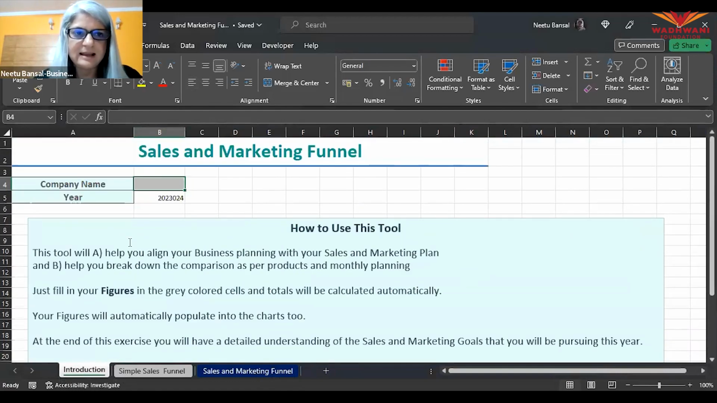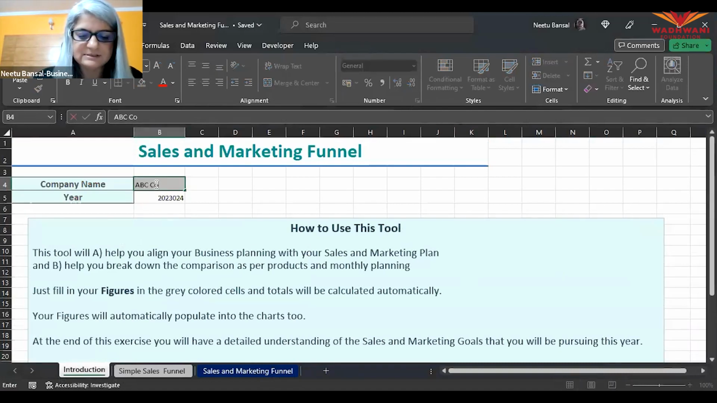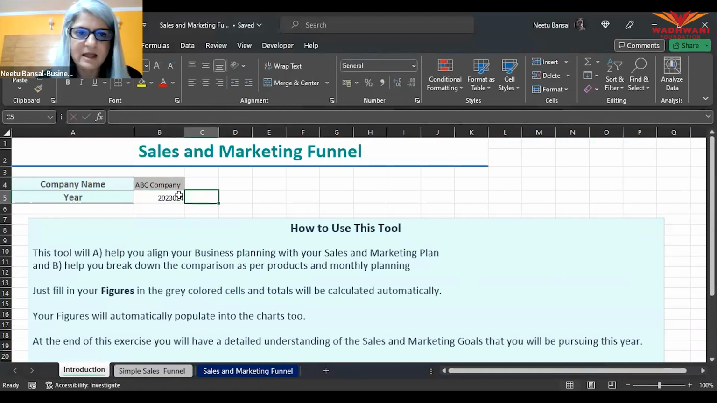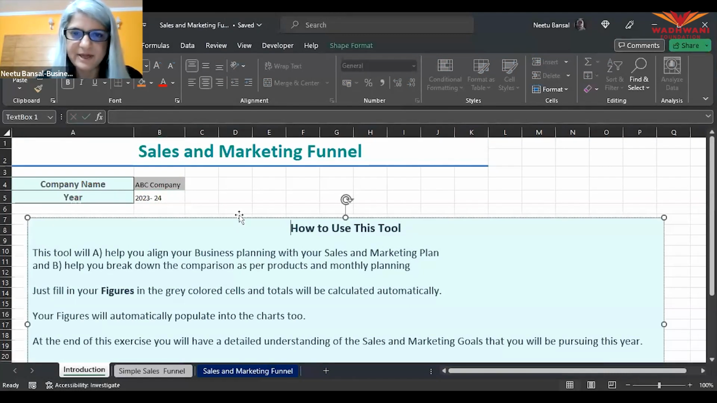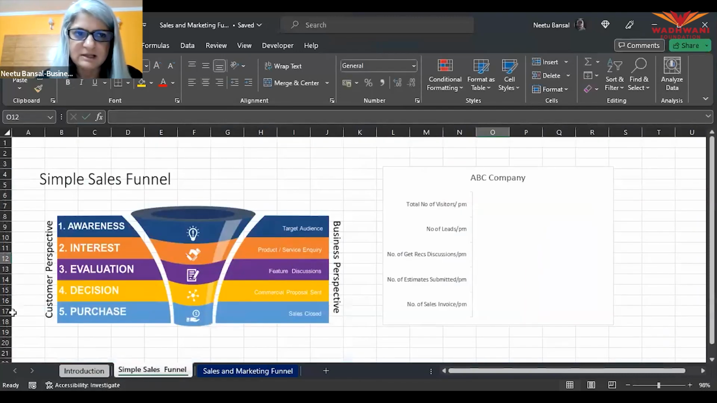So let's start with mentioning the name of your company. Let's say I'm calling it ABC Company. Okay, and this is for the year 2023-24. I'm using it for this year. Okay, so that's your introduction. I have also brought the sales funnel over here for your easy recall, that this is the funnel that we are going to be using.